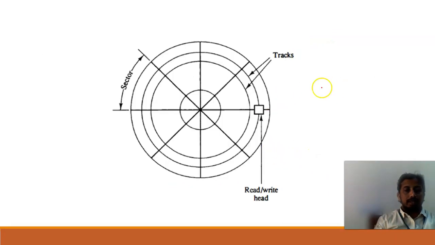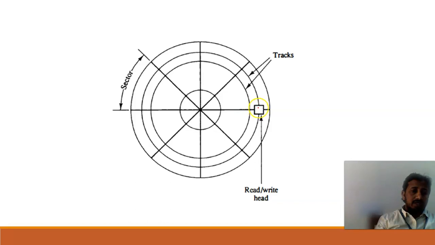Now we're coming to this diagram. Let's take one magnetic disk on one spindle. We're not connecting many disks, only one disk is being connected. On this disk you will be having concentric circles. These concentric circles are called tracks.